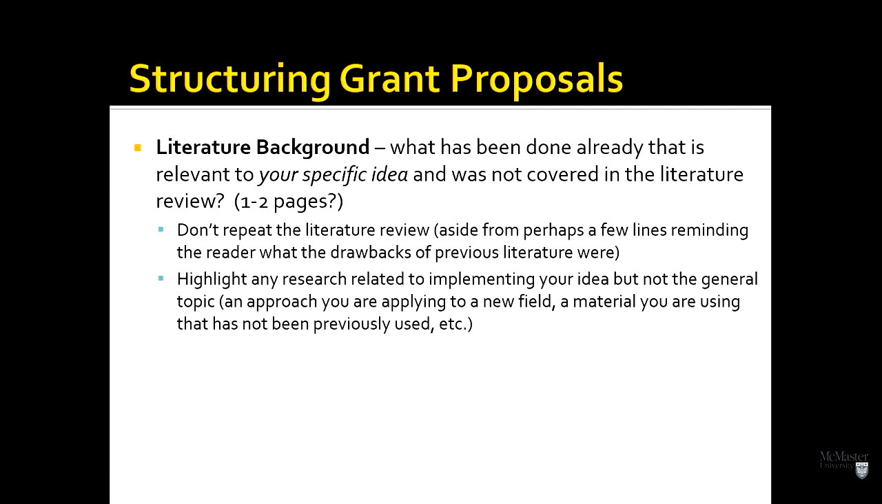The next section is a literature background. And again, this really depends on what your literature review said and what your objectives actually are. You might have to write nothing here. You might have to write a couple pages, depending on what you're proposing and what you've covered in your literature review. So the question there you want to answer is, what's been done already that's relevant to your specific idea and your specific objectives that was not explicitly covered in the literature review?